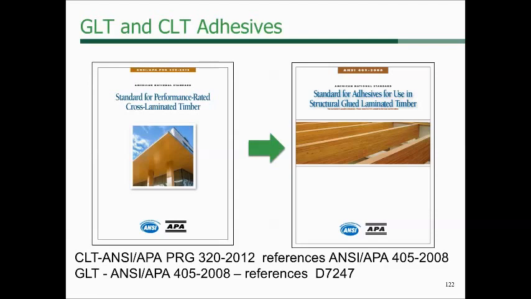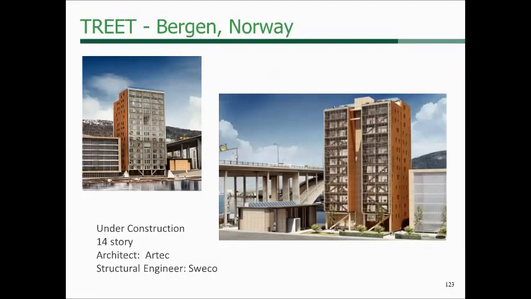And now, related to other applications of cross-laminated timber, I mentioned the CLT project in Melbourne, Australia. This, I believe, is now the tallest building. I don't think it's quite complete, but it's a 14-story building in Bergen, Norway that used cross-laminated timber.